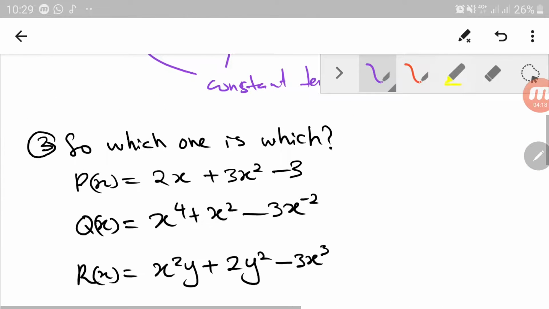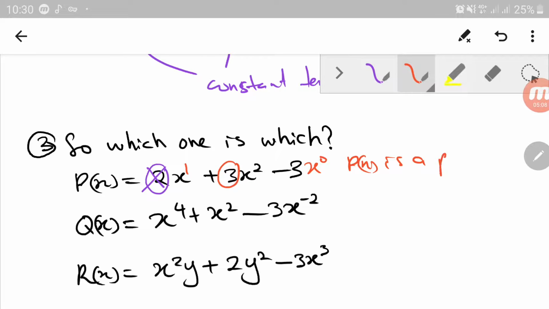So let's detect which one is which, whether each one of them is a polynomial or not. Okay, let's have a look. P(x) equals 2x plus 3x squared plus 3 minus 3. So from here, as I said just now, this is clearly not the leading coefficient. This is the leading coefficient. But before that, let's see whether it's a polynomial or not. From here, we know this is power 1, this is power 2, this is power 0. So the numbers are good. So P(x) is a polynomial, because the powers are nice.